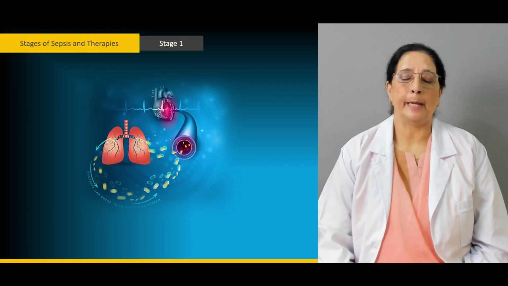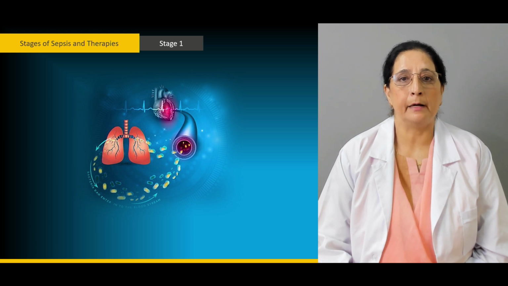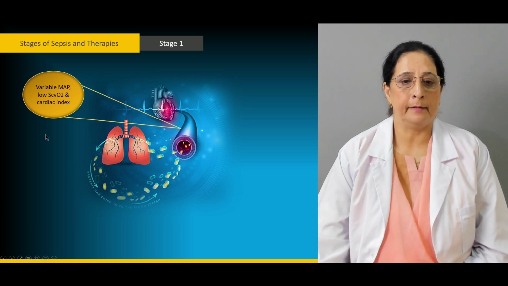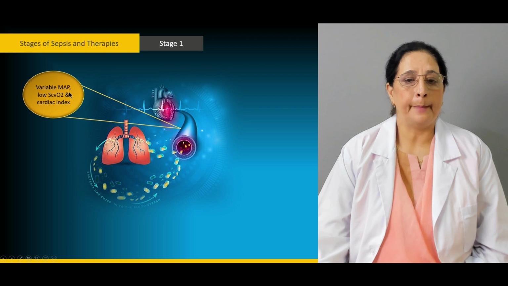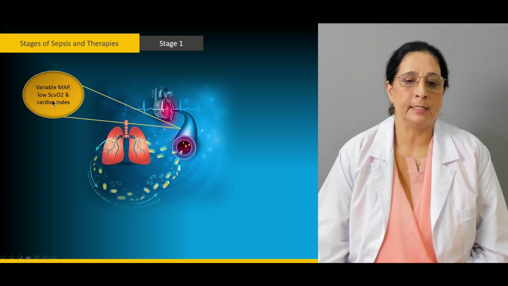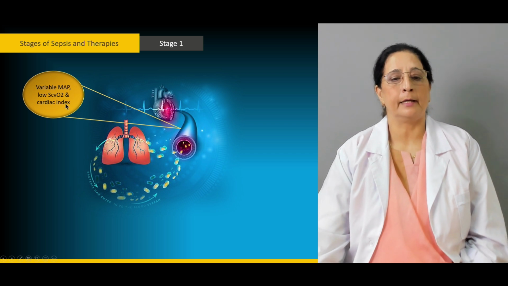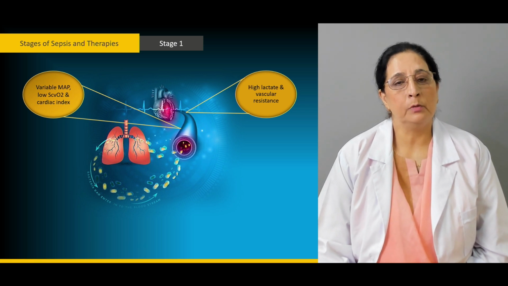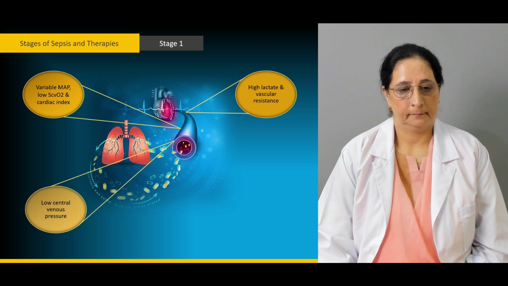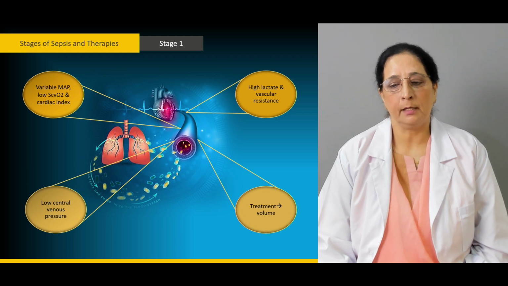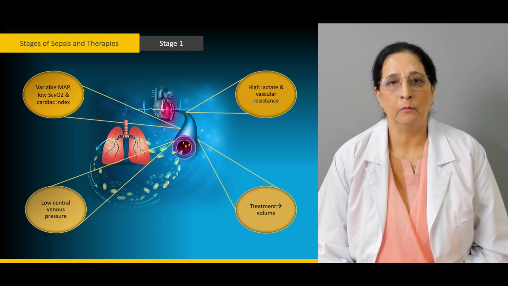Next, stages of sepsis and stages of the therapies. In stage 1 of sepsis, there is variable MAP. Then we have low central venous oxygen and cardiac index. High lactate and vascular resistance, low central venous pressure, and the treatment is, again, volume.